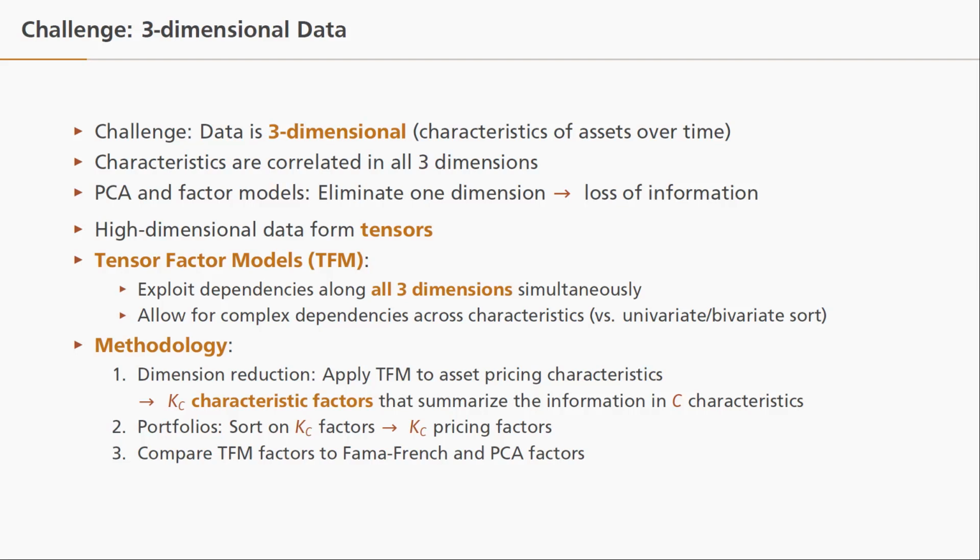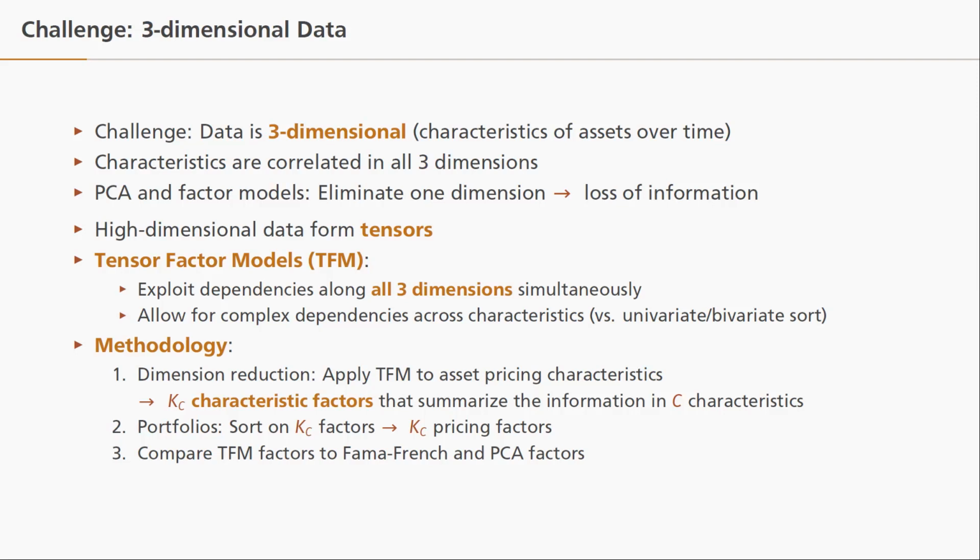The advantage, obviously, is that these models exploit dependencies in all three dimensions simultaneously. So there's no need to eliminate one dimension and lose information. And it also allows for complex dependency across characteristics.